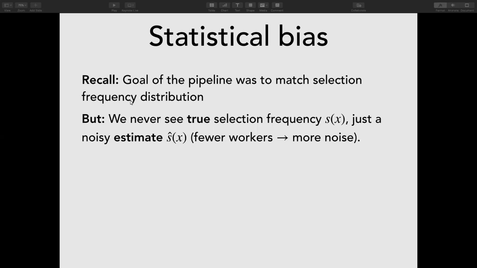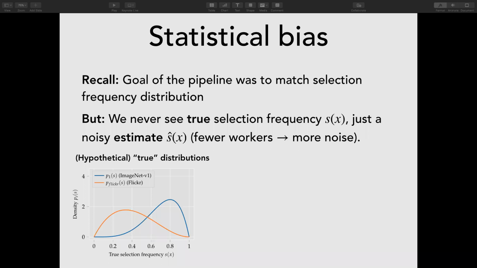Okay, so how does this nuance affect the actual dataset replication process? Let's take a step back for a second and pretend that I have access to the actual distributions of both Flickr images and ImageNet images. Obviously, this is a ridiculous assumption, but for now we're just pretending that we have access to these distributions. What I've plotted here on the left is essentially the distribution of true selection frequencies for both of these datasets. For example, the blue line corresponds to the density of the process of drawing a random ImageNet image, looking at its true selection frequency and plotting it. And the orange line corresponds to the same for Flickr.